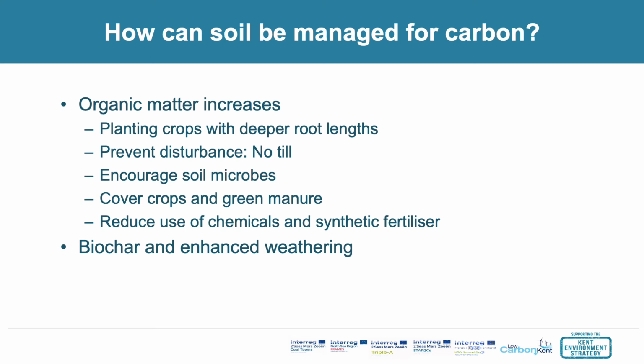So how can the soil be managed for carbon? The main way that we'll look to do this is normally through organic matter increases. This can be done through quite a variety of techniques. Planting crops with deeper root lengths or with varied root lengths can really help to put more carbon deeper into the soil. I mentioned this briefly earlier, but most carbon is stored in the top 20% of the soil, and deeper roots will help to move that further down into the soil.